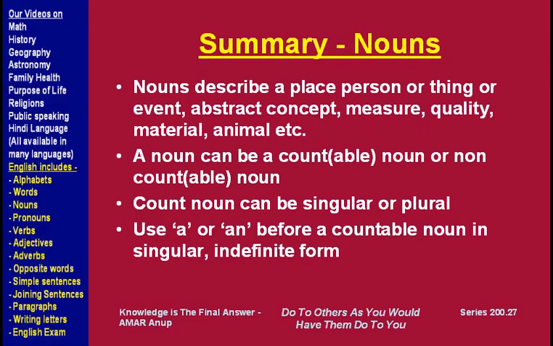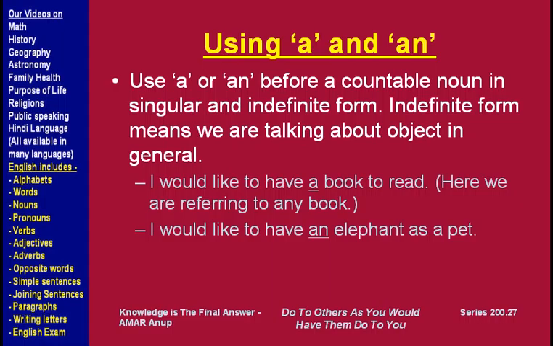So the summary about nouns is that nouns describe a place, person or thing, an event, an abstract concept, a measure, quality, material, animal, etc. They are all nouns. A noun can be a count noun when it is countable, or a non-count noun. A count noun can have a singular or a plural form, and a and an are used before a count noun in a singular indefinite form. Just what we saw a moment ago, a and an are used before a countable noun in a singular indefinite form.